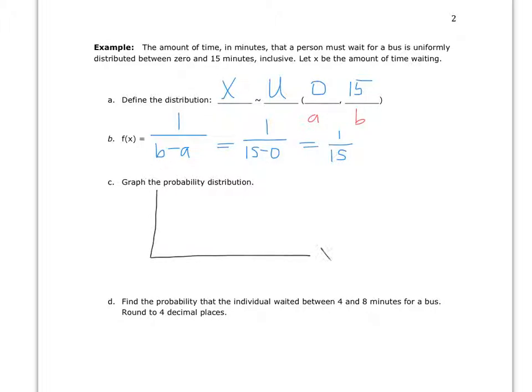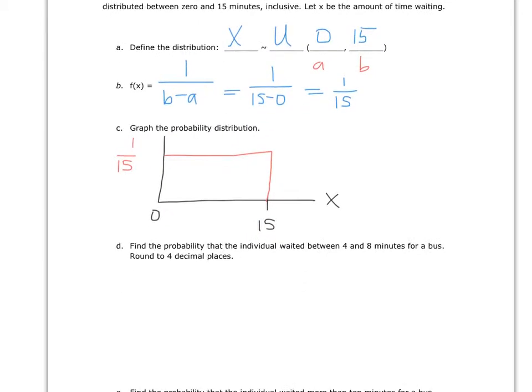All right, we have x along the vertical. We're going out to 15. We're starting at 0. I guess I can label that too. And the height of that rectangle is 1/15. Okay, so there's the graph of our PDF.